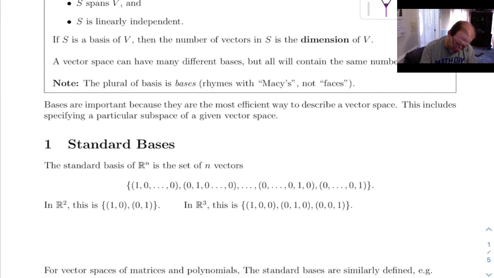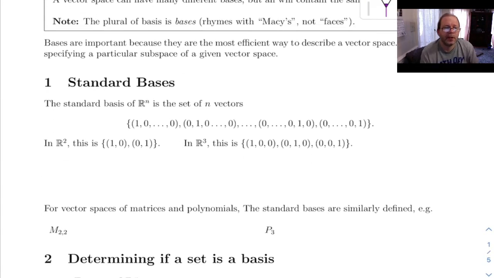So let's look at standard bases. The standard basis of Rn is this set of vectors here. This is n vectors total, but the first one has a 1 in the first position, then a 1 in the second position, and so on until you get to a 1 in the last position. So in R2, this is the standard basis. In R3, this is the standard basis.